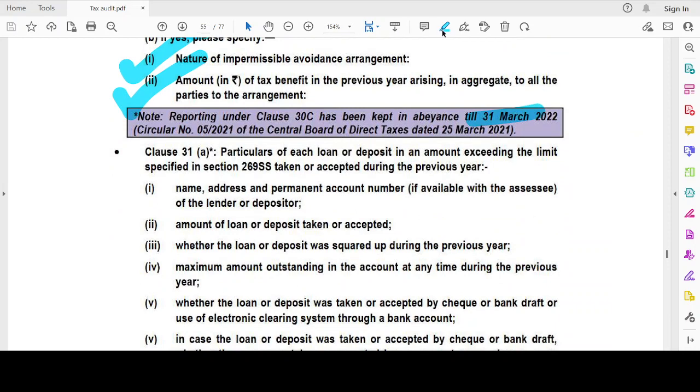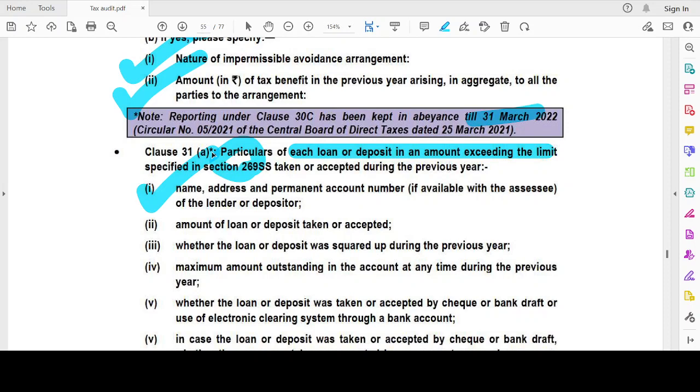Particulars of each loan or deposit in an amount exceeding the limit specified in section 269SS taken or accepted during the previous year. I have to give the particulars of each loan or deposit which has exceeded the limit specified in this section. Okay, but I have to give the details.